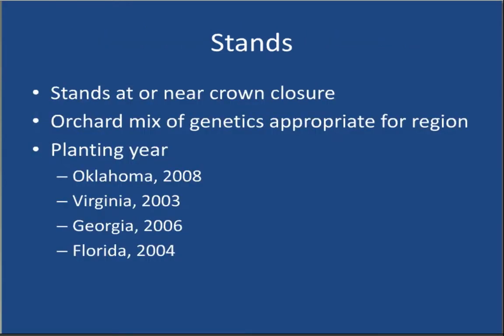Okay. We did have some constraints when we chose our stands. We wanted stands that were near crown closure and that had not had previous fertilization. We specifically wanted an orchard mix of genetics that were appropriate for the region. The reason for this is to expand our inference beyond just a family or two. That resulted in some variation in planting year. For instance, the stand ages range from 2003 planting date to 2008 in Oklahoma. And that does result in differences in tree size and the extent of crown closure, which you'll see as I go through some photographs.